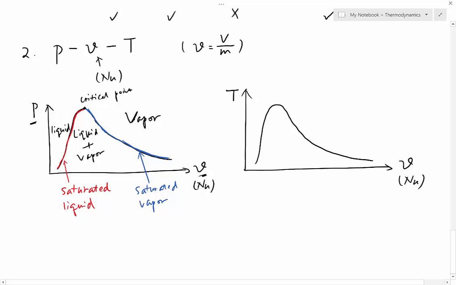Okay? To the left of the vapor dome must be liquid. To the right side of the vapor dome, it must be vapor. Within the vapor dome, it must be a mixture of liquid and vapor. Right on the left half of the vapor dome, indicated in red, it must be saturated liquid. Right on the right half of the vapor dome, indicated in blue, it must be saturated vapor. Okay, so that's P versus nu diagram.